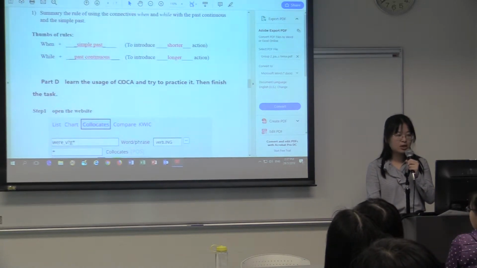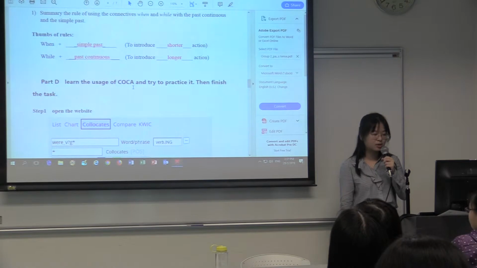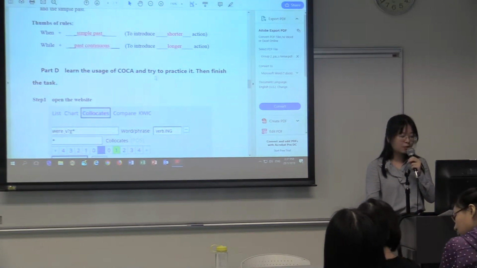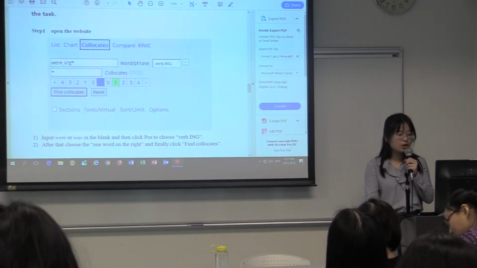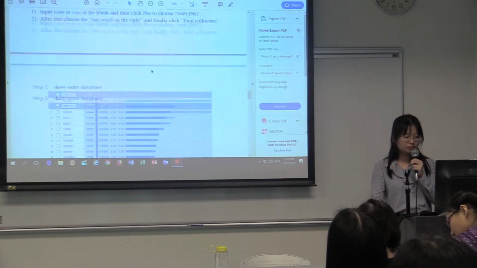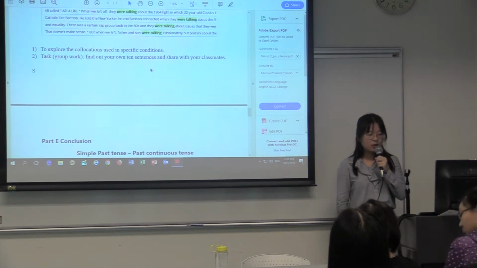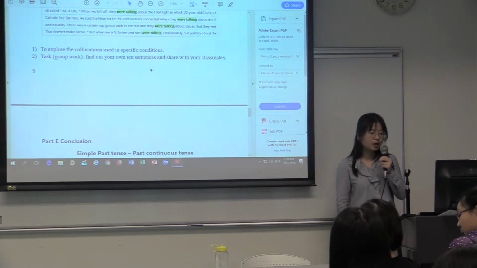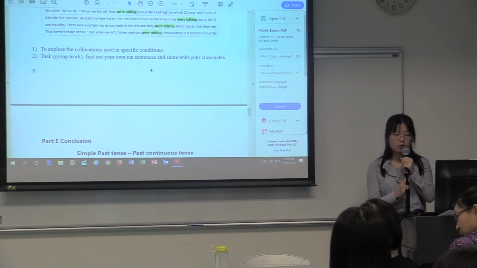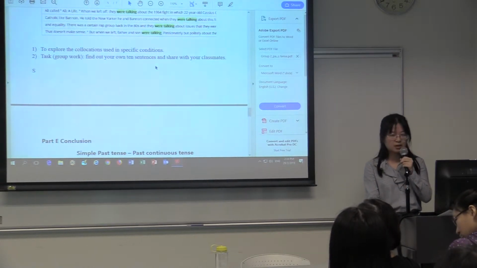Part D is to teach students to use COCA to explore some grammar and vocabulary knowledge. Some specific instructions will be given to students to guide them to use the COCA. The task given to them is to find their own 10 sentences and share with their classmates. Through the group discussion activities, students can accumulate more examples of the grammar structure, and then they can create their own corpus in the learning process.